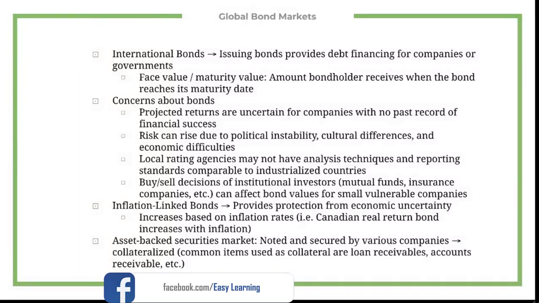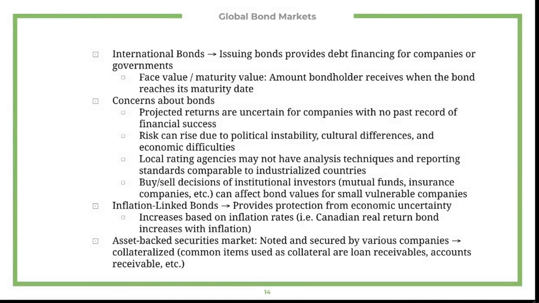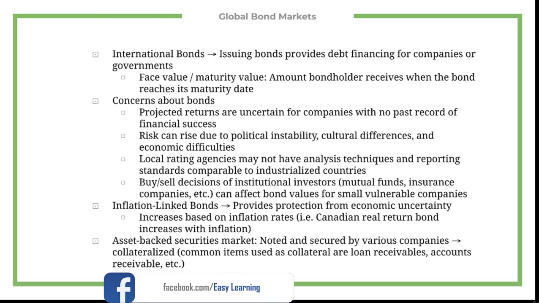Then we have our global bond markets. So this includes international bonds. Issuing bonds provides debt financing for companies or governments. And these international bonds have a face value or maturity value. So this is how much money the bondholder receives when the bond reaches its maturity date. This is how much the borrower has to pay at the due date of the bond, essentially.